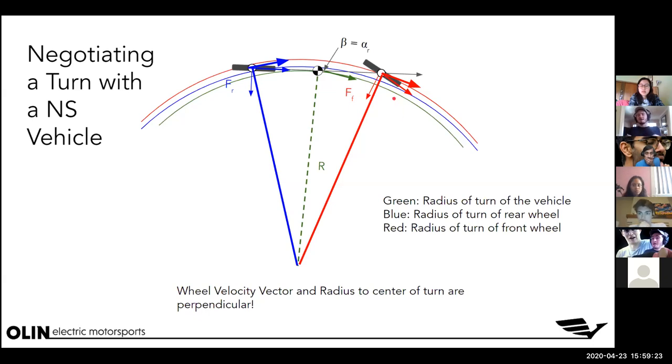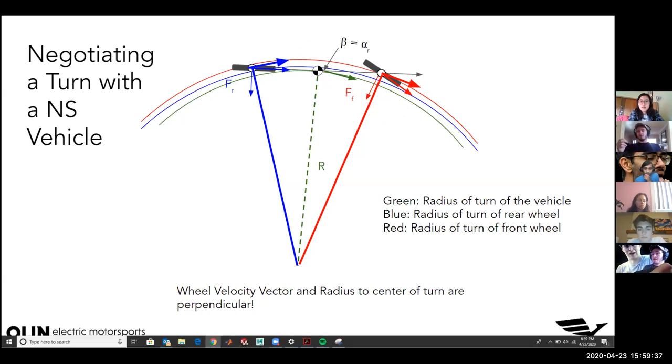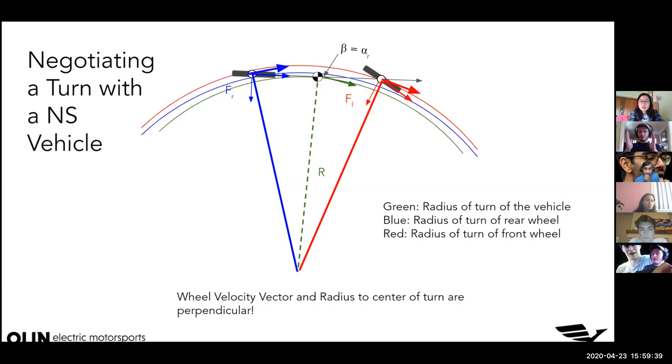I think it comes from the fact that in the Ackerman case, your steering angle and your radius have a relationship that is associated with the curvature of your turn. So you can think of your Ackerman steering angle as an angle, some number of radians, but you can also think of that angle as describing the curvature of your turn.